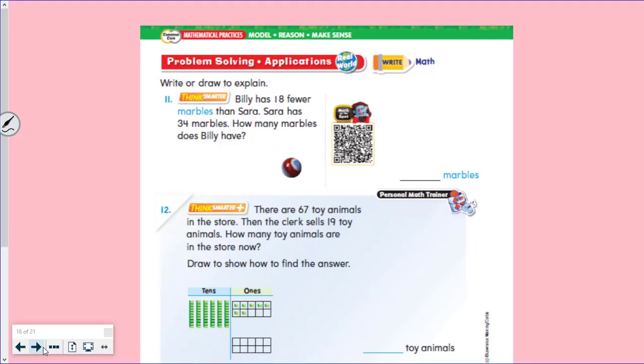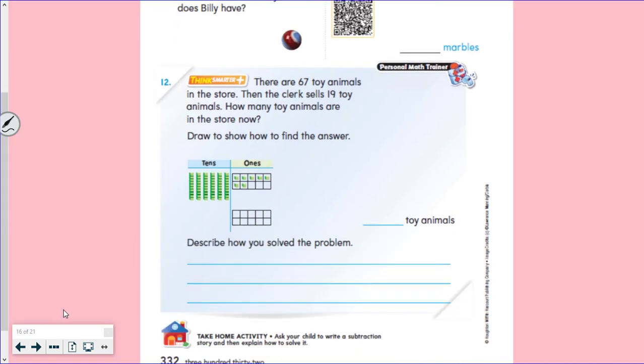And I want to look at the Think Smarter problem. It says there are 67 toy animals in the store. Then the clerk sells 19 toy animals. How many toy animals are there in the store now? Draw to find the answer. All right, so easy enough. That's what we've been practicing. So we have 67 and we have to sell 19. Okay, so 19 has 1 10 and 9 1s. I don't see 9 1s that I can take away.